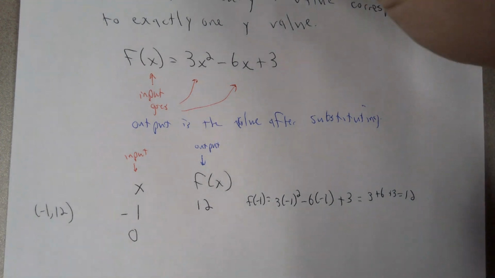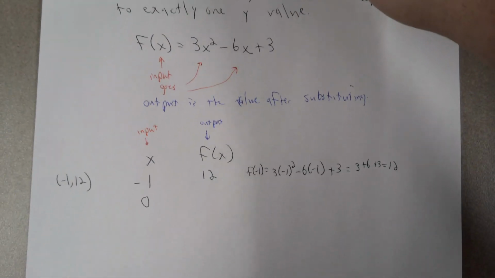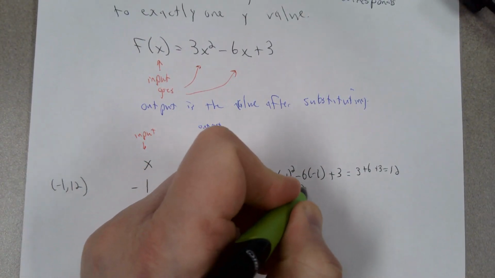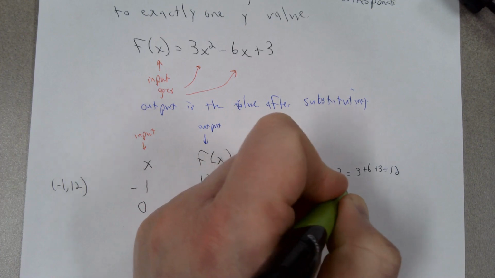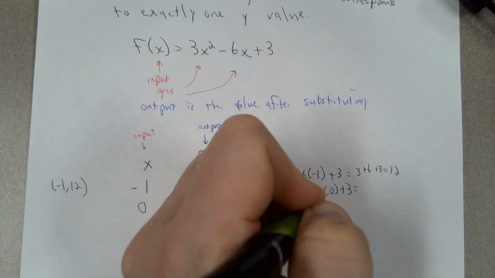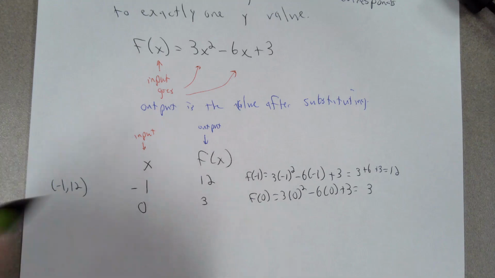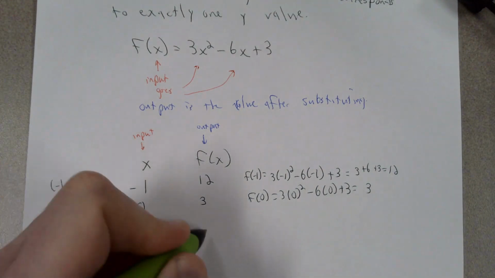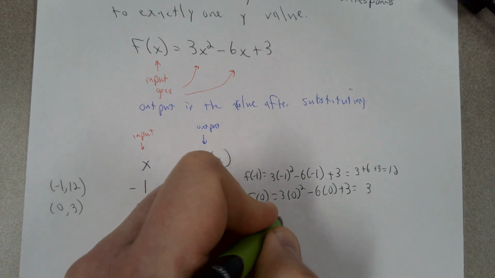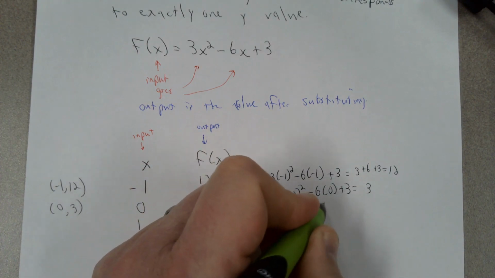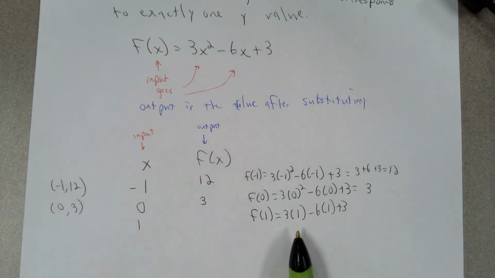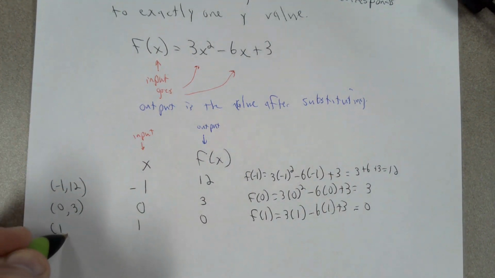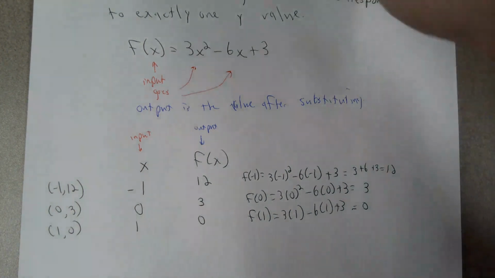What if I put in 0? Well, f of 0 is going to be 3 times 0 squared minus 6 times 0 plus 3. This is 0 minus 0 plus 3, so 3. So the point 0, 3 is going to be on the graph of this function. If I put in 1, f of 1 is 3 times 1 minus 6 times 1 plus 3. 3 minus 6 plus 3 is 0. So 1, 0 is a point on the graph of this function.